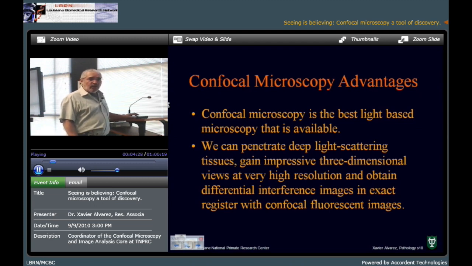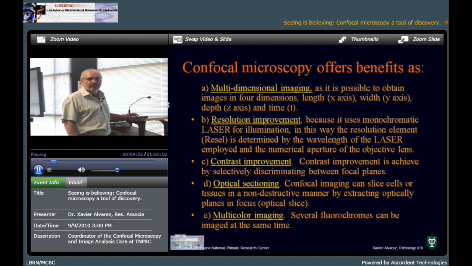Okay, then confocal microscopy is the best light microscopy that you could get. It is the one that is going to give you the highest resolution. And then we could penetrate inside the tissues in order to gather the light that we are going to use to reconstruct whatever we see there. Okay.